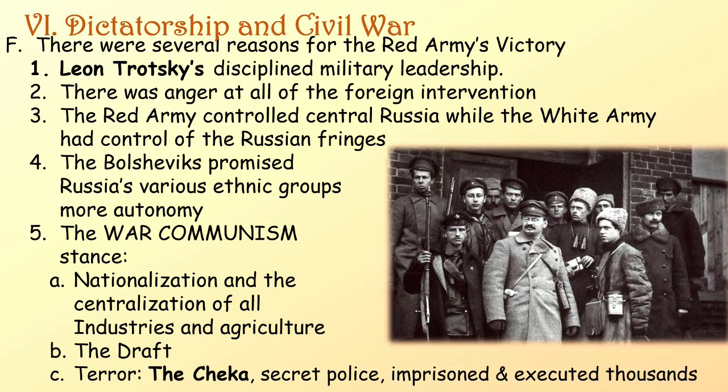There were several reasons for the Red Army's victory. Number one, Leon Trotsky's disciplined military leadership. Number two, there was also a lot of anger at all of the foreign intervention that came in on behalf of the White Army. Number three, the Red Army controlled central Russia, while the White Army had control of the Russian fringes. Number four, the Bolsheviks promised Russia's various ethnic groups more political autonomy. And number five, the war communism stance.